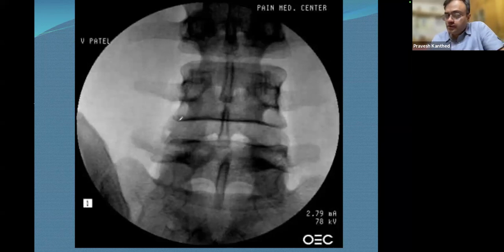There are very fancy terms of 10 degrees, 15 degrees, 20 degrees, but if you ask me, there is nothing like degrees, because the orientation of facets is different in different patients and at different levels of the vertebral body. You just have to see the obliquity at which you are able to see the foramen, and you don't have to be precise on the degrees.